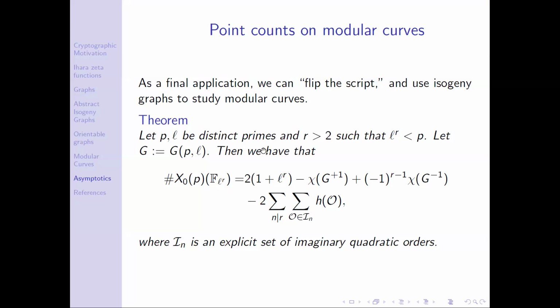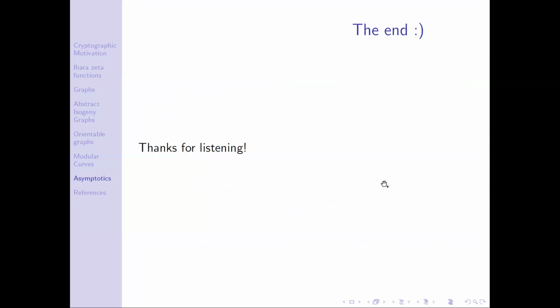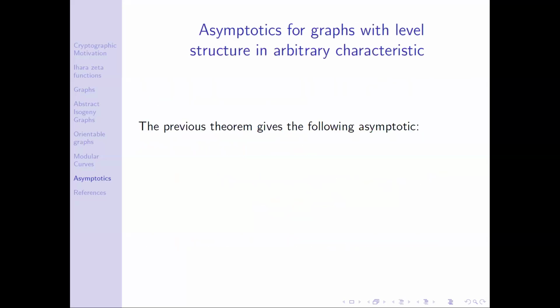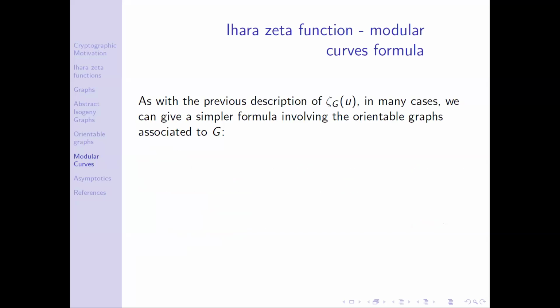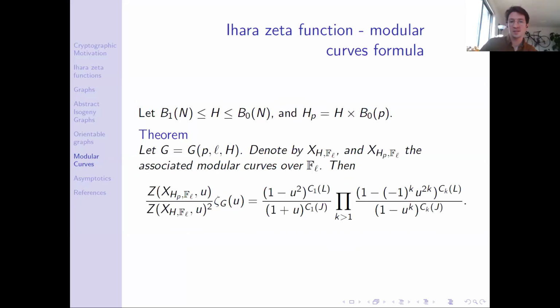Can I ask a question? Could you go back to the formula relating the Hasse-Weil zeta function? Yeah, this one. Here you have an infinite product, but everything is supposed to be rational. So I think that means that the size of the orbits of L and J are upper bounded.